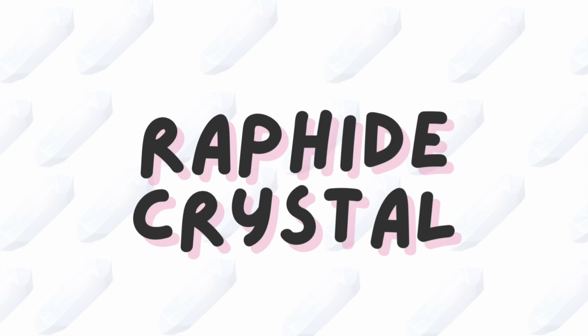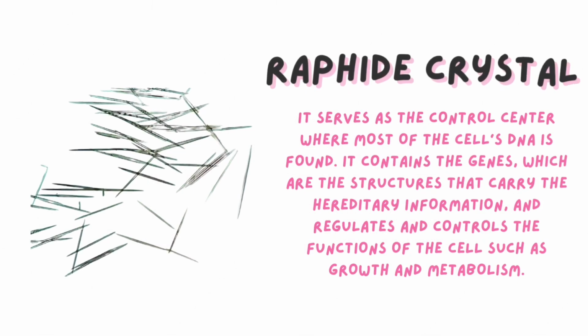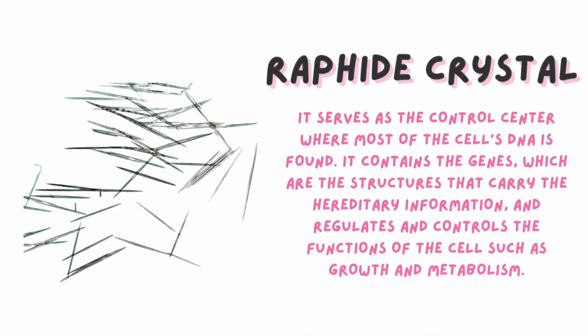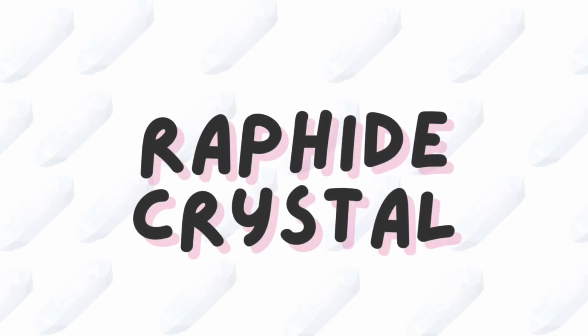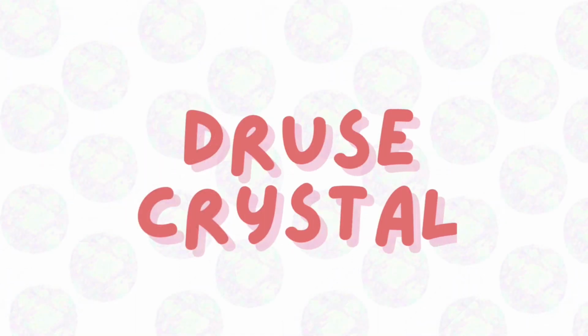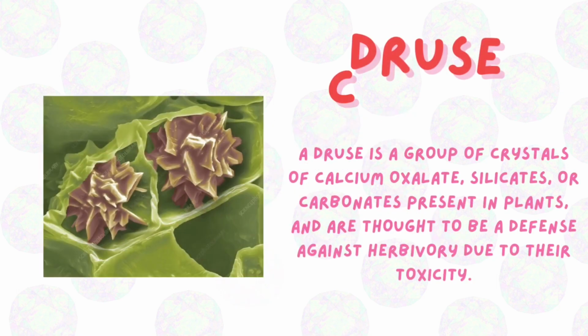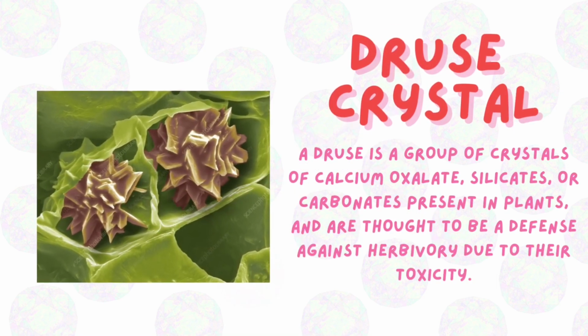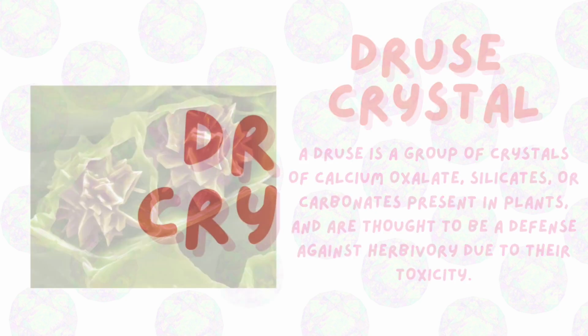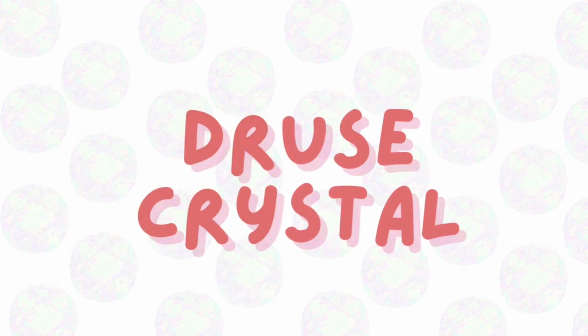Raphides are needle-shaped crystals of calcium oxalate monohydrate or calcium carbonate as aragonite, found in more than 200 families of plants and has the primary purpose of repelling animals away from plants. Both ends are needle-like, but raphides tend to be blunt at one end and sharp at the other. A druse is a group of crystals of calcium oxalate, silicates, or carbonates present in plants and are thought to be a defense against herbivory due to their toxicity.